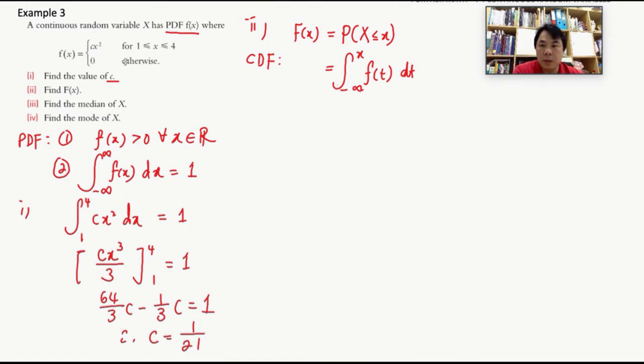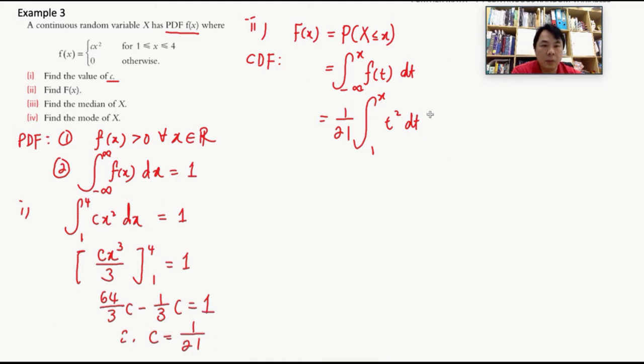Now all we need to do is just substitute whatever we have. Since we have obtained c to be 1 over 21, we're going to write that down as 1 over 21, and then that will be t squared dt, integrating that from 1, because the lower boundary is 1, up to x here. Of course, we can't actually integrate that up to 4. If you integrate that up to 4, you are indirectly finding the total area under the graph, which would definitely yield a 1. Instead, we are interested to get the function, right?